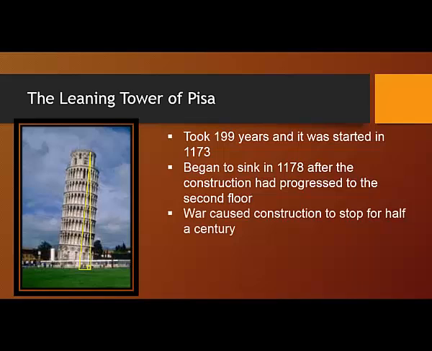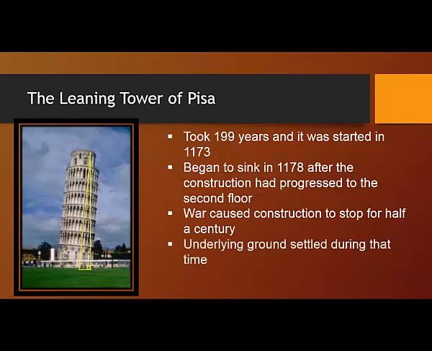War caused the construction to stop for half a century. And so what happened during that half century is that the ground beneath the structure was able to compact and settle. It's actually what was responsible for the tower not falling down. And if it hadn't happened, as they built the successive floors onto the tower itself, it would have crumbled. So war saved the Leaning Tower of Pisa.